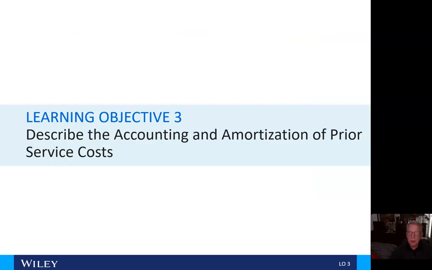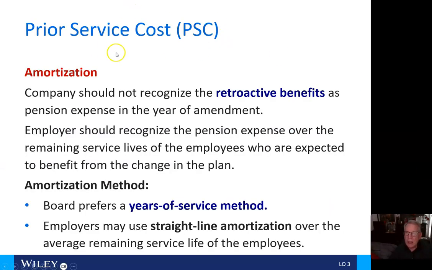Okay, so now we'll change gears a little bit and look at describing the accounting and amortization of prior service costs. So, prior service cost, abbreviated PSC, the amortization. The company should not recognize retroactive benefits as a pension expense in the year of amendment. The employer should recognize pension expense over the remaining service lives of the employees who are expected to benefit from the change in the plan.